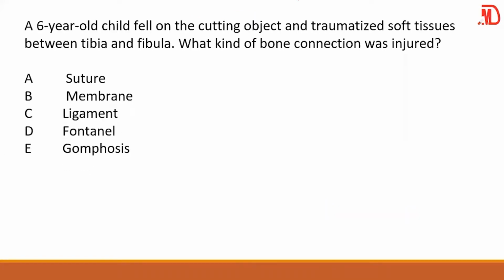A 6-year-old child fell on a cutting object and traumatized soft tissues between the tibia and the fibula. What kind of bone connection was injured? If you look at the tibia and the fibula, there is one particular connection that connects the tibia and the fibula together. The question is, what is the name of that connection?